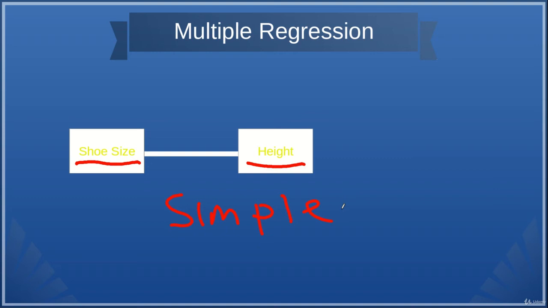If you were to run this model, you would get a very, very high R-square. It would be very easy to predict future values because shoe size and height are so strongly correlated. But what's happening here is that there's something else going on.